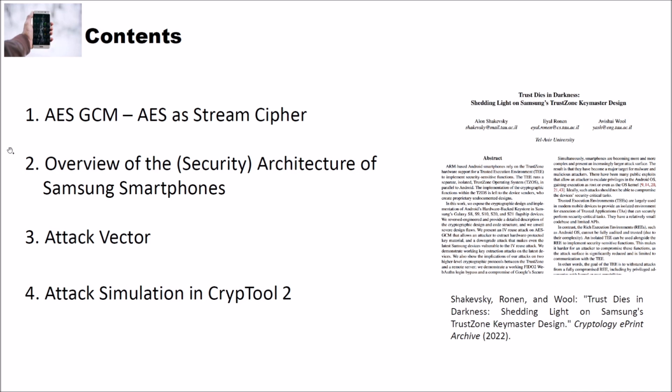In the first part, we will have a look at the AES GCM block mode. That is a block mode that allows us to use AES as a stream cipher. How this works, we will see in the first section. In the second section, we will see an overview of the security architecture of Samsung smartphones. Then we will discuss the attack vector that was possible on these smartphones. And finally, we will simulate an attack as was implemented for the smartphones in CrypTool 2.